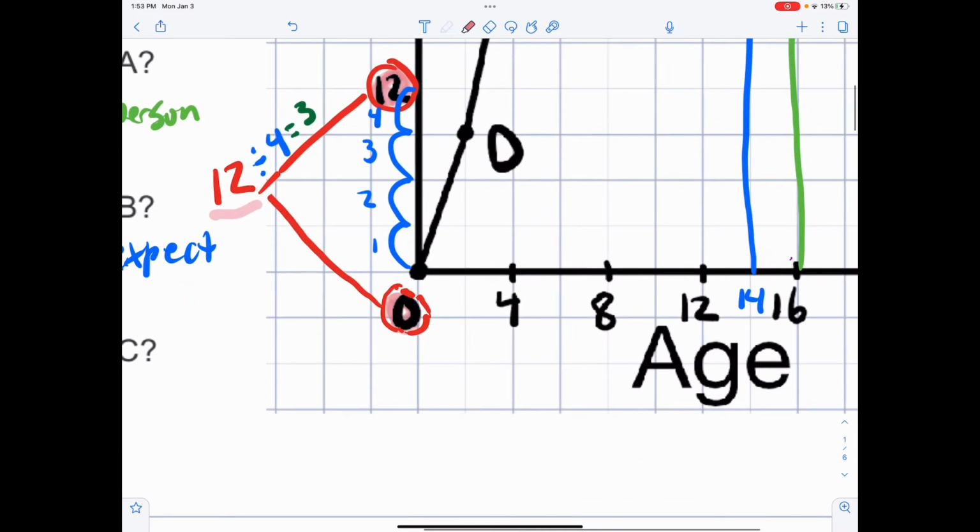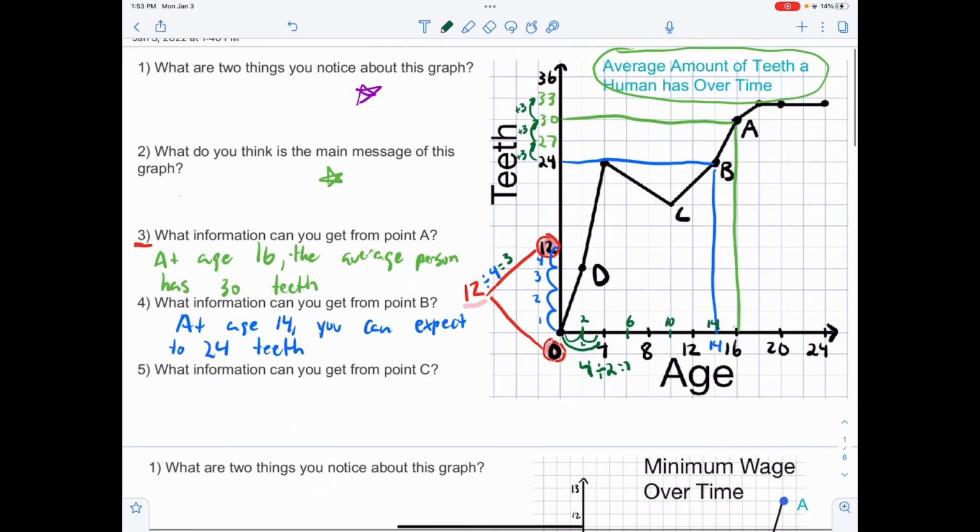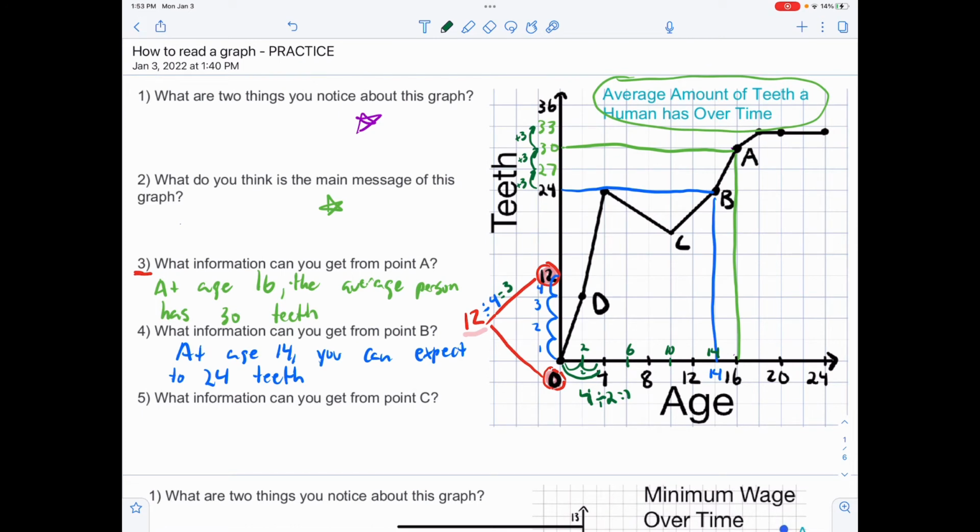And it's the same thing down here. 0 to 4 is a difference of 4 over 2 boxes, 1, 2. 4 divided by 2 equals 2, which means that each box is going up by 2. 2, 4, 6, 8, 10, 12. Oh, look, there's our 14. All right, so those are the answers.